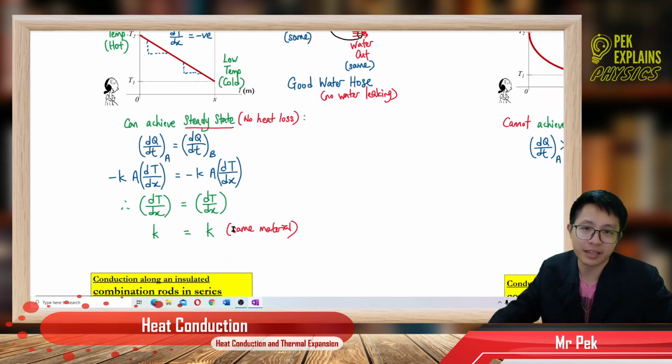So that's why the K is the same, because you are using the same material for the rod. Yeah, it's only one rod. The K is the same. When the temperature gradient is the same, that means the K is the same.